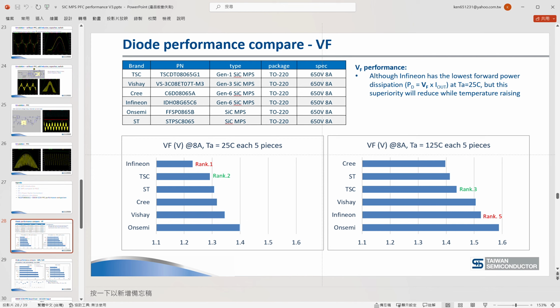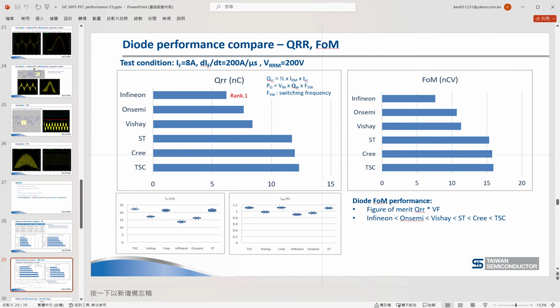And we compare the device, the diode performance, first. At room temperature, Infineon got the lowest, so it has the best performance, ranking 1. The next is TSC. The next is ST, and then Green, Bichet, and onsemi is the last. So if we ramp up the temperature to 125 degrees C, the Infineon superiority is reduced when the temperature rises, from ranking 1 to ranking 5, but TSC keeps the same, ranking 3.